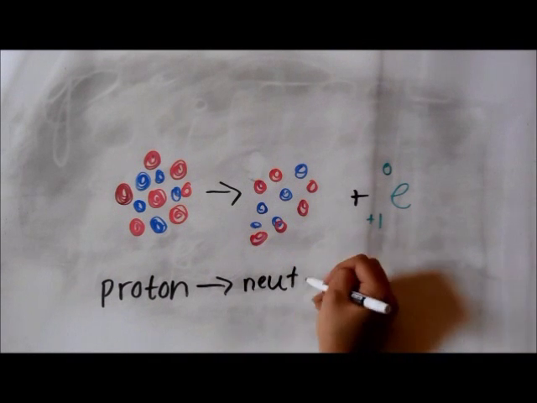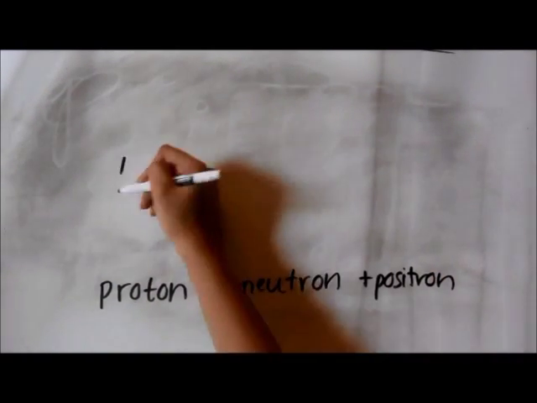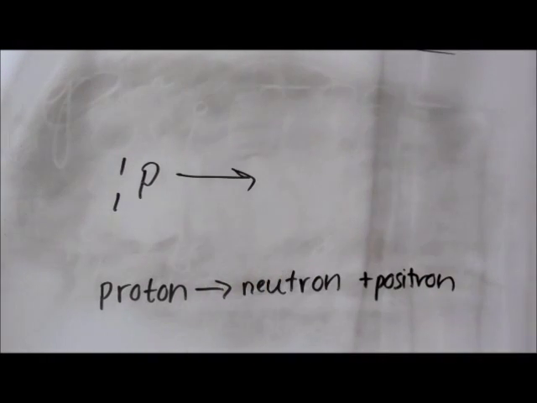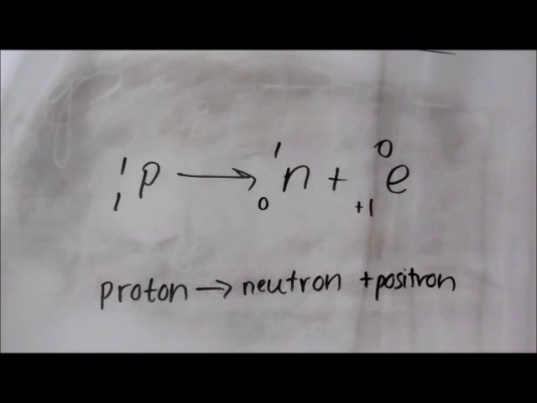In this type of radioactivity, a proton turns into a neutron and emits a positron. When this occurs, an atom emits a positron. The atomic number of the element lowers by 1, because now it has one less proton.